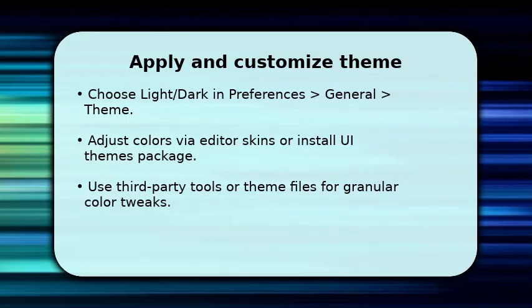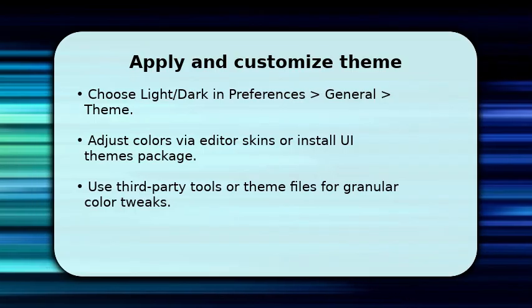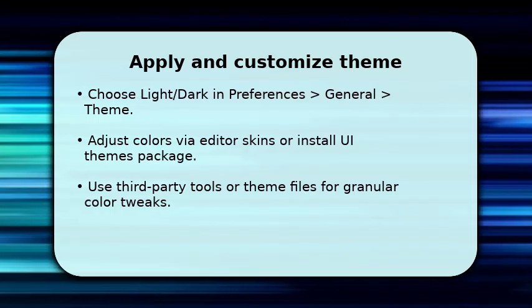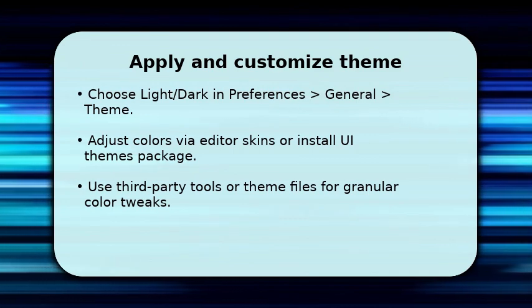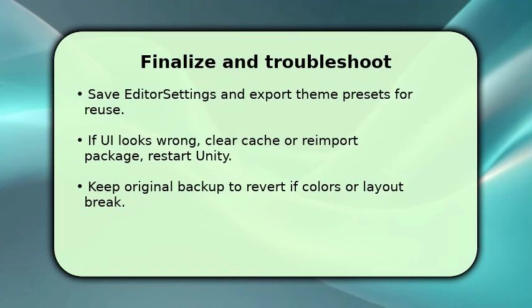If you need finer control, install a recognized theme package from the Asset Store or import a theme file. These give granular color, icon, and syntax settings. Once installed, open the Theme Tool panel, tweak UI colors, and test in multiple windows. Make sure to save changes to your project or export theme presets so you can reuse them across projects without redoing work. You finish by saving editor settings and exporting any presets so themes persist across machines.